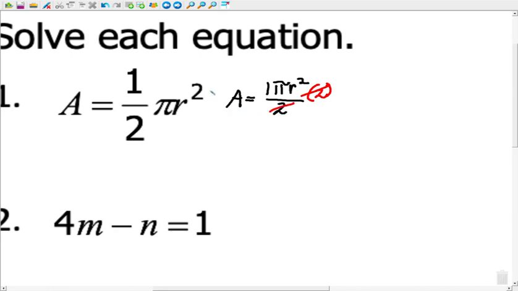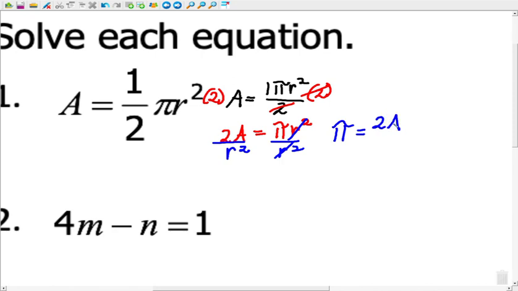Multiplying by 2 cancels it out, and multiplying by 2 on this side gives me 2A. So my 2A is going to equal 1 pi r squared. If I want to get pi by itself, the thing that's with it has to go. Since they're touching, that means they're multiplying, so I have to divide to get rid of it. So my answer becomes pi is equal to 2 times A divided by r squared.